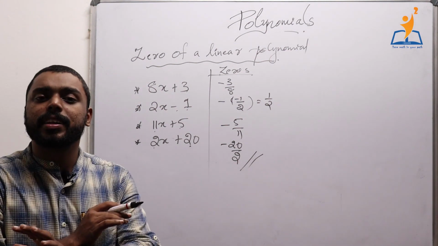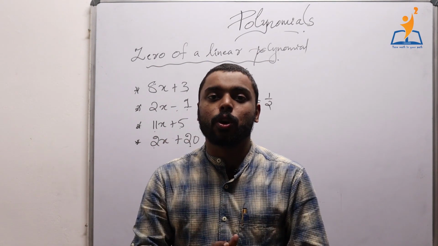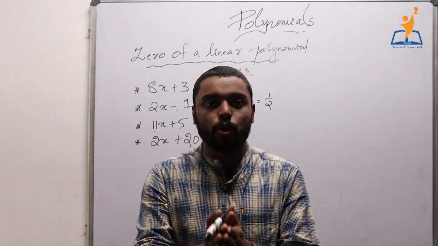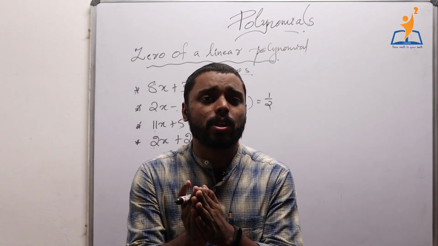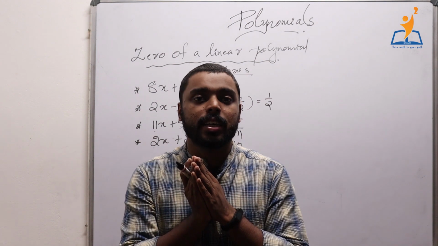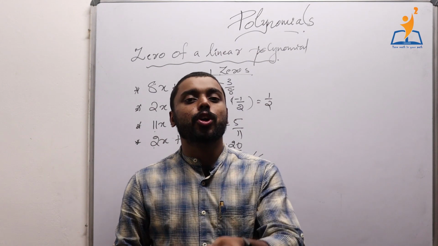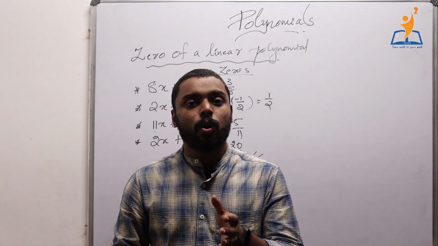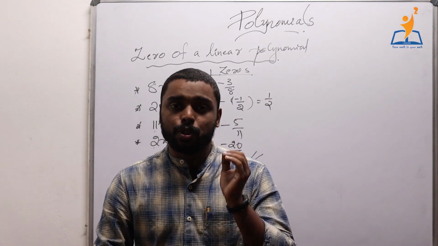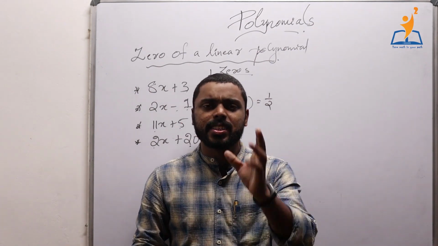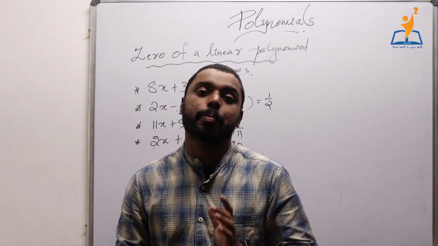Similarly, you can now find the 0 of any linear polynomial. Just remember that if p of x equals ax plus b, then the 0 is nothing but minus b by a, where b is the constant term and a is the coefficient of x. Is it clear? So I hope you understood the process of finding the 0 of any linear polynomial. Now you can do many examples from your textbook, guides, anywhere, to find the 0 of any linear polynomial. Just remember that the 0 of any linear polynomial is nothing but minus b by a.